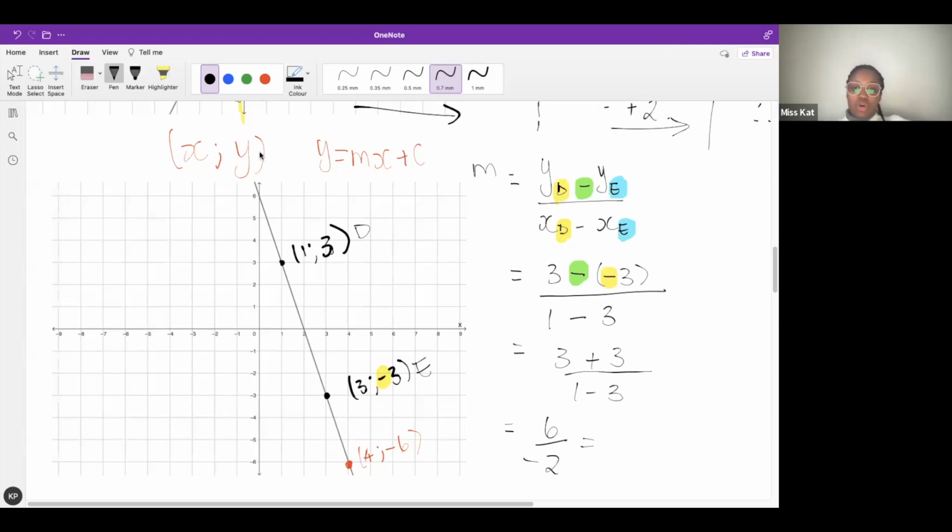There we go. -3. So we have our M. Now we have to find C. What's C just looking at the graph? What is C? Just looking at the graph. Kamogelo, focus. Just looking at our graph.